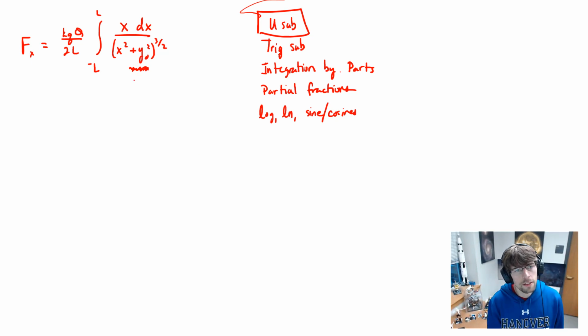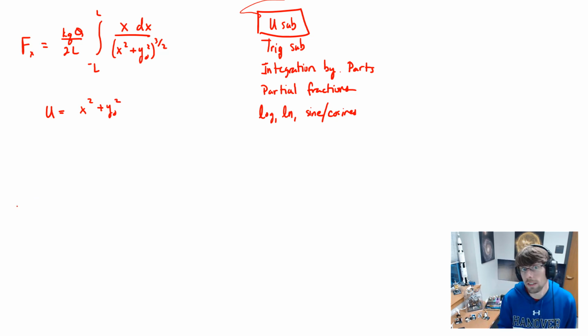So let's go ahead and get rid of this constant in the denominator. How we're going to do that is we're going to set our variable u equal to x squared plus y naught squared. Now go ahead and pause it. If you want to take a shot at this, pause it and work through the rest of the problem.